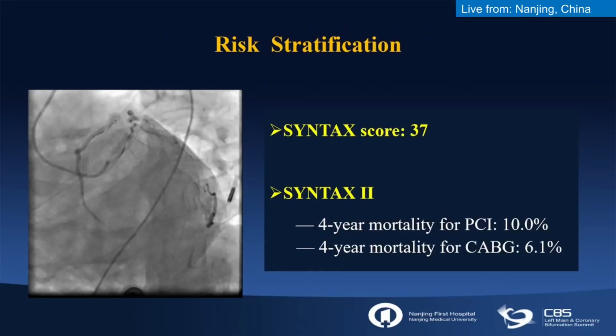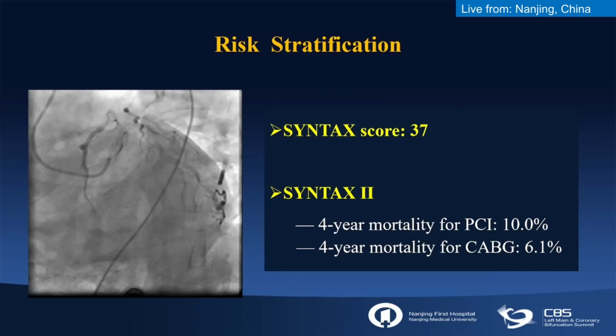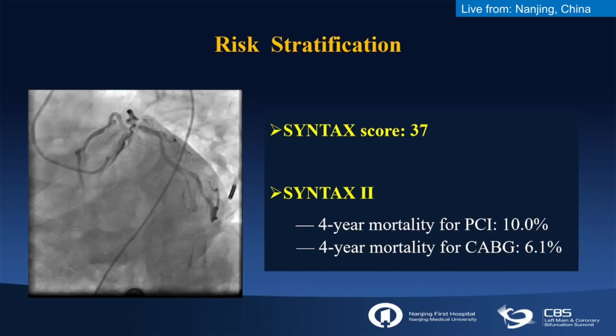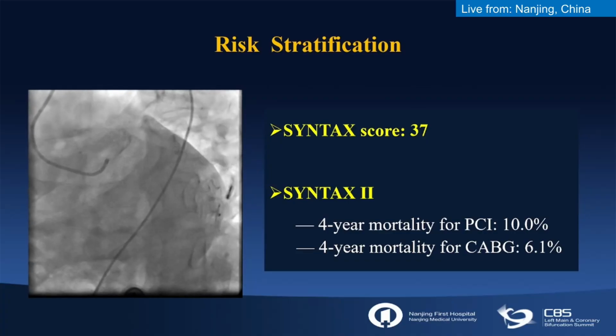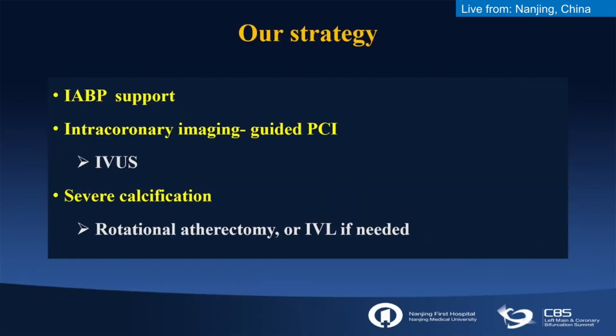The SYNTAX score for the patient is 47. We also calculated the SYNTAX II score. Four-year mortality for PCI was 10%. Four-year mortality for CABG was 4.1%. After discussion with cardiac surgeons, this patient and his family refused CABG. So today we plan to perform PCI for this patient. Next. Considering the distal left main trifurcation and cardiogenic shock, we plan to perform IVUS-guided PCI with IABP support. For severe calcification in the distal left main and LAD, we may keep rotational atherectomy or intravascular lithotripsy on standby if needed. That's all. Thank you.